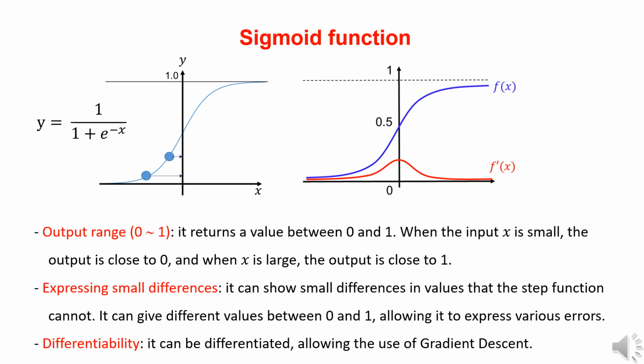Additionally, while the step function outputs the same value for all x values that are greater or less than 0, the sigmoid function provides a range of values between 0 and 1 based on the input x value. This allows it to represent subtle differences that the step function cannot distinguish. Furthermore, since the sigmoid function forms a smooth, continuous curve, it is differentiable, which enables the use of gradient-based optimization algorithms, such as gradient descent. This is a highly beneficial feature in neural network training.